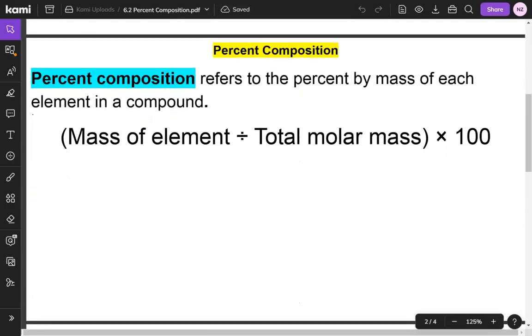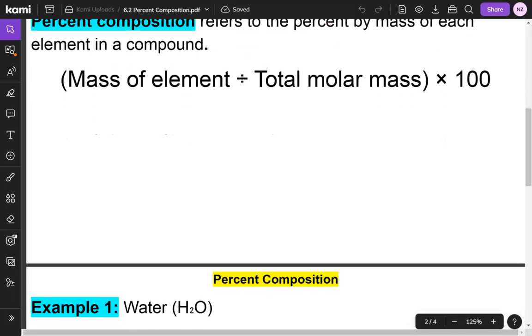So percent composition refers to the percent by mass of each element in the compound. And we find percent composition by taking the mass of each element in the compound and dividing it by the total mass of the compound. And then because it's a percent, we're going to multiply that number by 100. So let's look at an example.